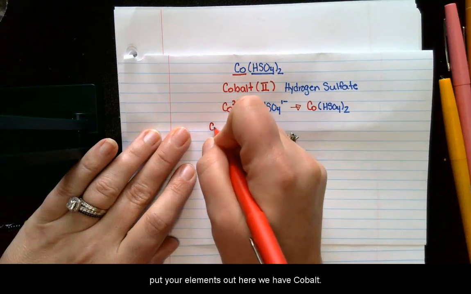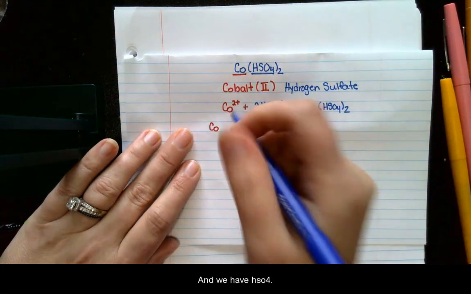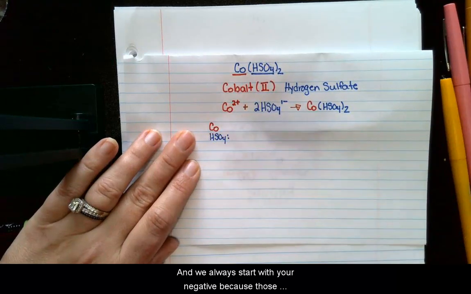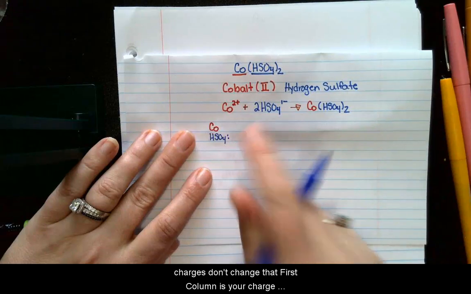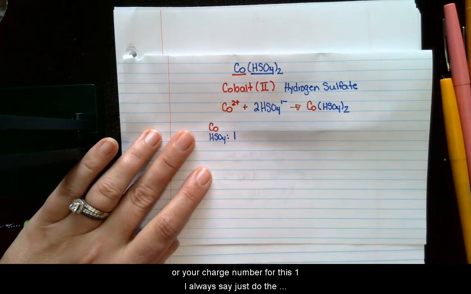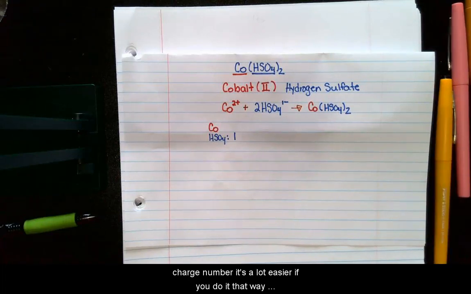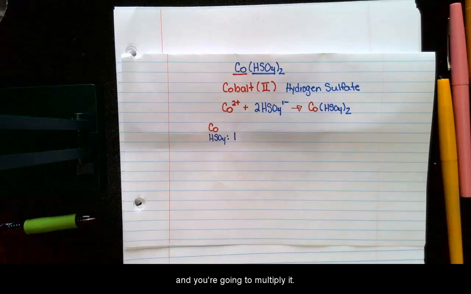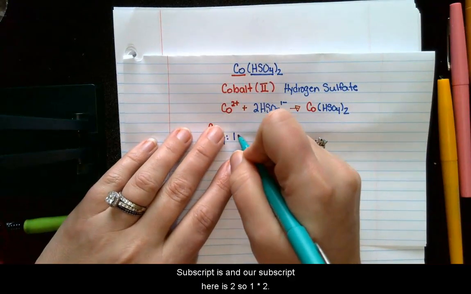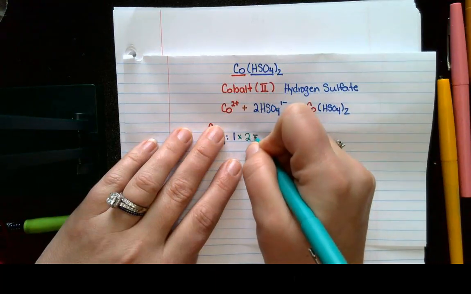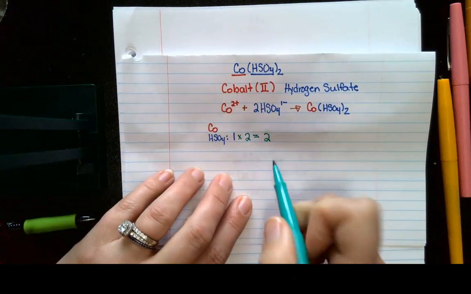So you put your elements out here. We have cobalt and we have HSO₄. And we always start with your negative because those charges don't change. That first column is your charge or your charge number. For this one, I always say just do the charge number. It's a lot easier if you do it that way. And you're going to multiply it by how much the subscript is, and our subscript here is 2. So 1 times 2 gives me an LCM of 2.